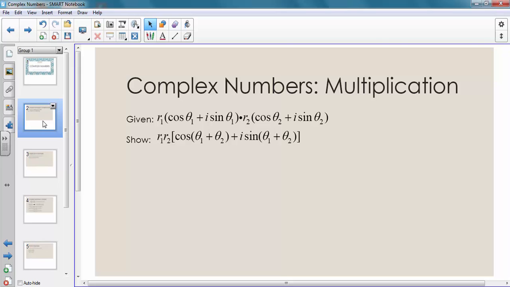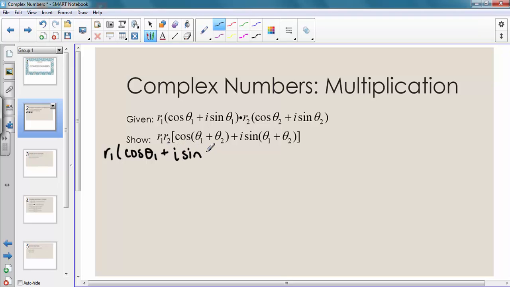So if we have two complex numbers in trigonometric form and we multiply them together, we're going to get the following. We're going to start with r1 times the cosine of theta 1 plus i sine theta 1, times r2 times the cosine of theta 2 plus i sine of theta 2. So the first thing that we can do, since we're multiplying these two numbers together, is pull both r1 and r2 out front.